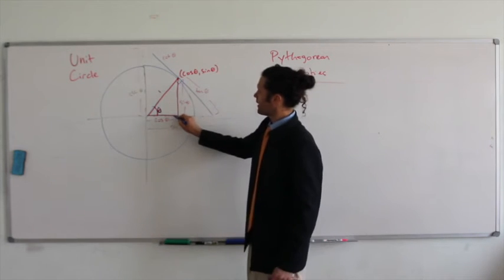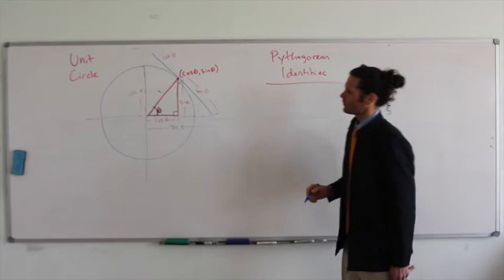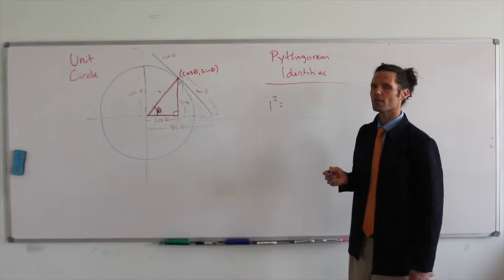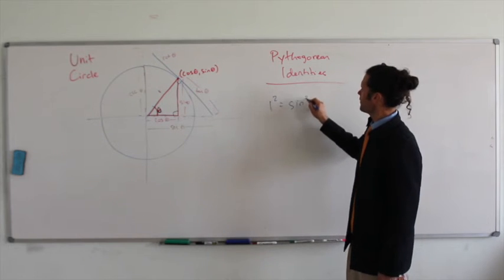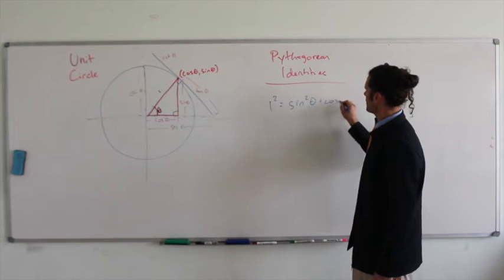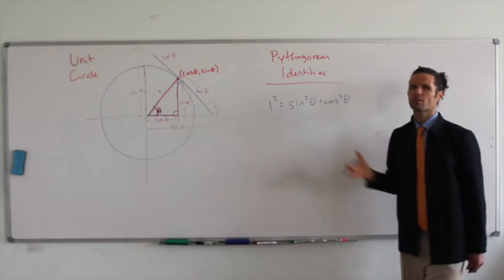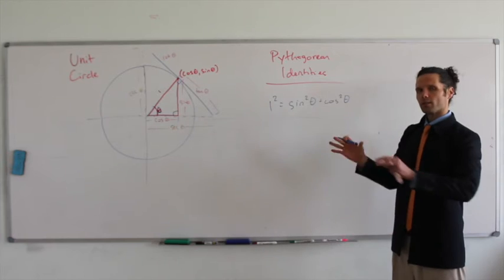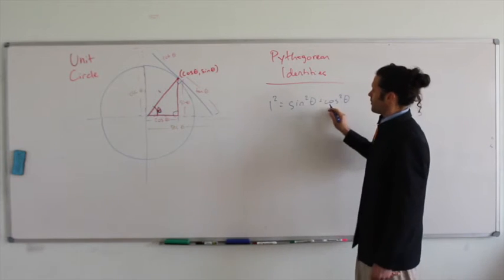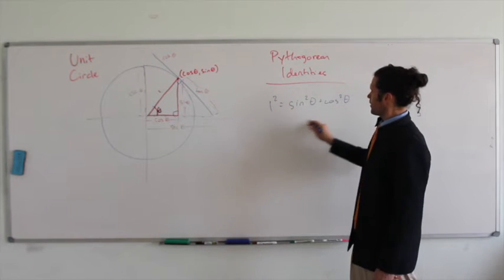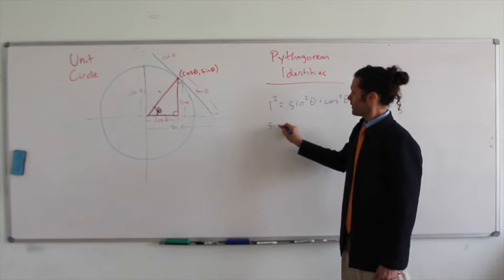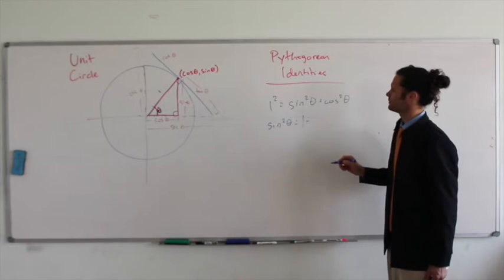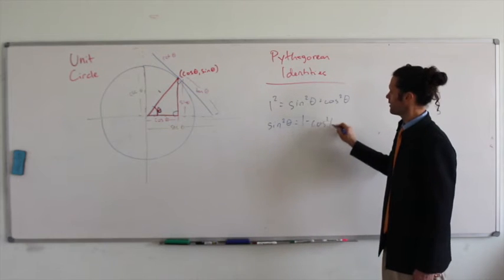And so if we've got a right angle in here, we know that 1 squared is equal to sine squared theta plus cosine squared theta. And that's our basic Pythagorean identity. And from there, we can do a little bit of algebra. We can subtract sine or cosine over to the other side. So we get sine squared theta is equal to 1 minus cosine squared theta.